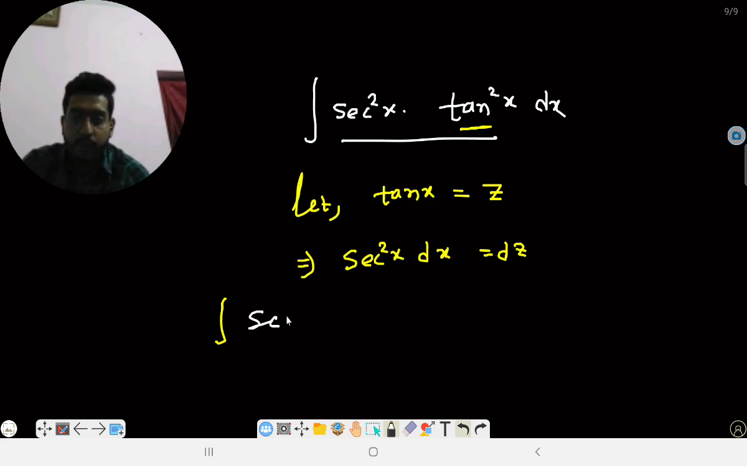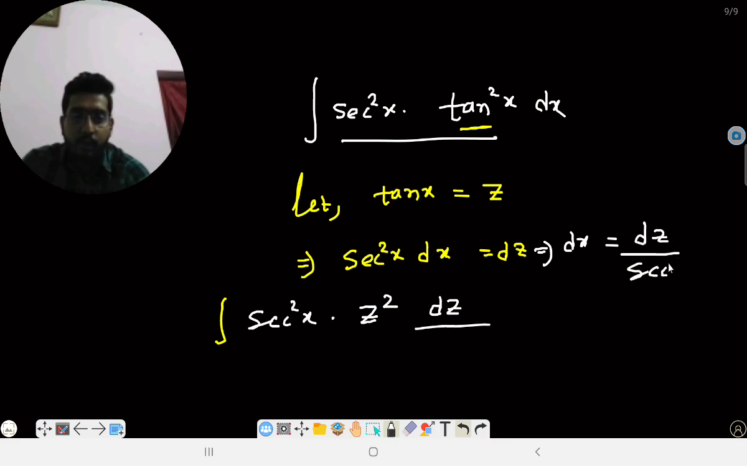So it is coming sec square x into tan square. Tan square can be written as z square, and dx is what? Dx is dz by sec square x. So that will be dz by sec square x. Sec square and sec square will be cancelled out. That means z square. So integration of z square will be z cube by 3 plus c.